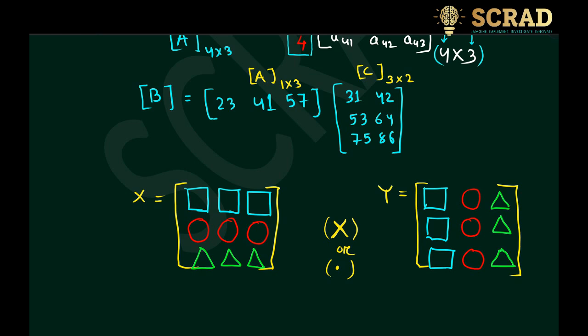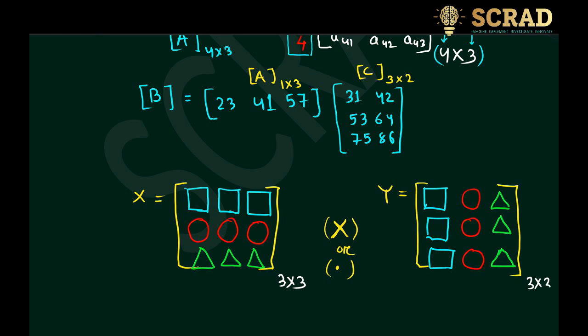Suppose I just want to multiply these two matrices, right? First of all, I want to mention their dimension or order. Because each has 3 rows and 3 columns, I can say this is a 3 cross 3 matrix, and this is also a 3 cross 3 matrix, right?